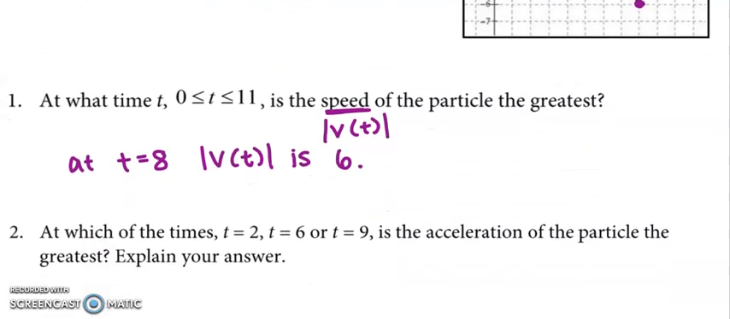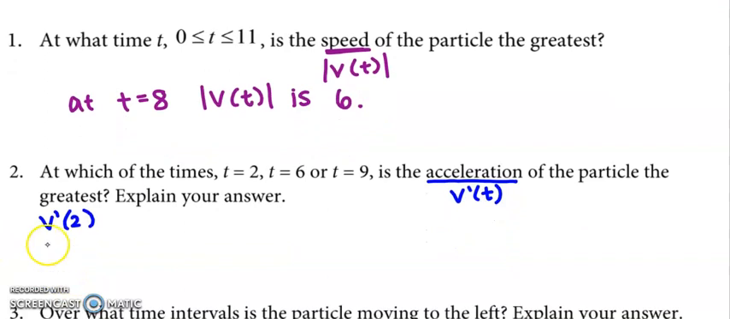Question 2. At which of the times t equals 2, t equals 6, or t equals 9 is the acceleration of the particle the greatest? Well, again, thinking about the definition of acceleration, that's the same thing as v prime. So I want to figure out v prime of 2, I want to figure out v prime of 6, and I want to figure out v prime of 9, and then figure out which one of those is the biggest.